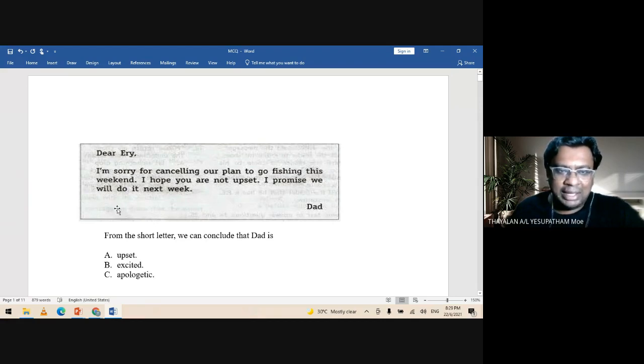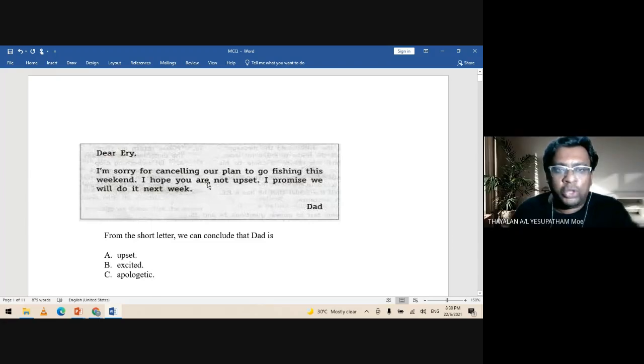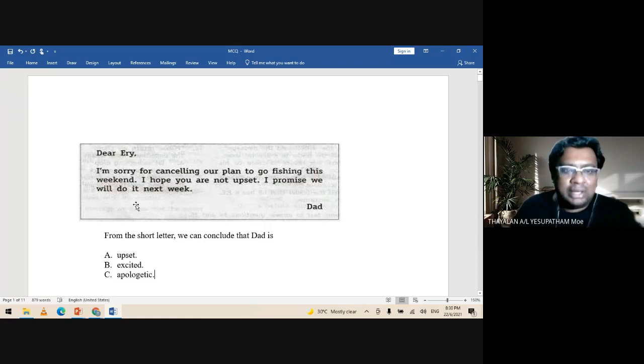Now here in the text, who do you think is upset, or who might get upset? Eddie might get upset. Daddy says, I hope you are not upset. So Daddy is referring to Eddie being upset. Then he says, I am sorry. Daddy is feeling sorry. Therefore, when Dad says sorry, he is apologetic. So the most appropriate answer, the correct answer, is C. All right. Let's move on.